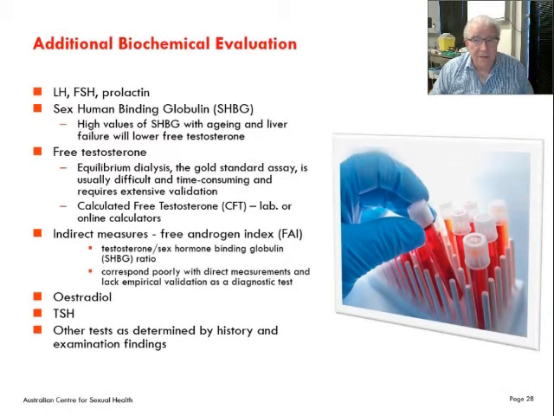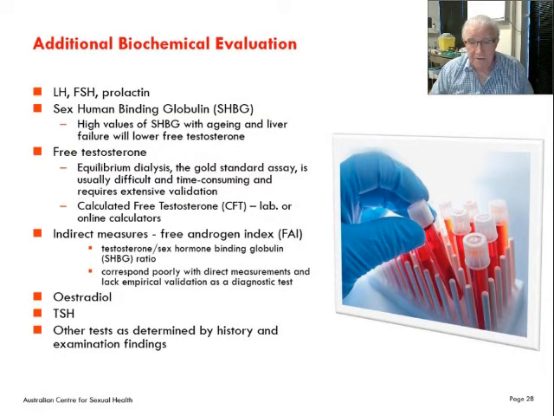We may need, depending on that initial total testosterone, to do further biochemical evaluation. Measurement of pituitary gonadotrophins, LH and FSH, is important, as is the measurement of prolactin. Free testosterone is often measured and is useful, particularly in older men. The gold standard assay is equilibrium dialysis, but this is difficult, time-consuming, and requires extensive validation. So most laboratories nowadays will calculate free testosterone. You can, in fact, do this yourself using a number of websites that will calculate free testosterone levels.